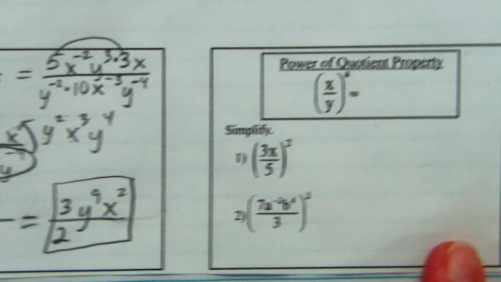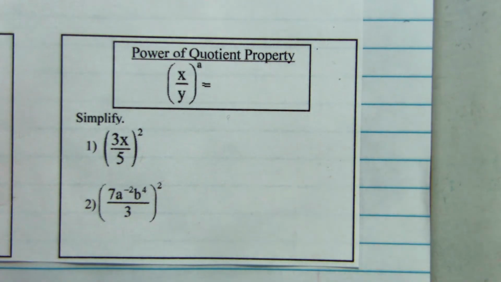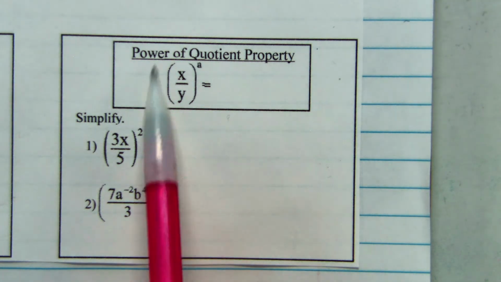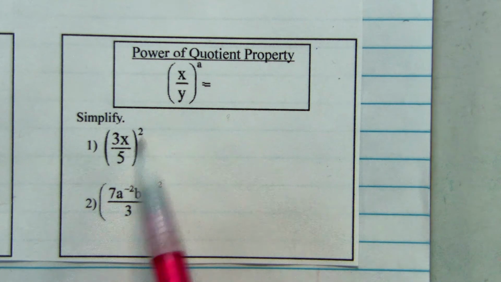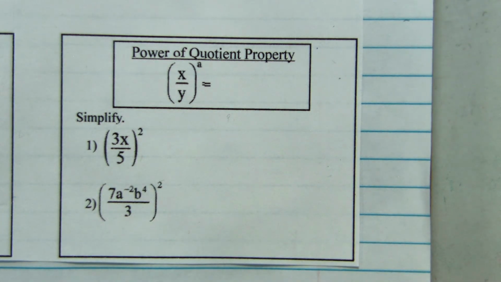They could also have things where you have powers on the outside. We looked at this with multiplying before. We hadn't looked at the power of a quotient property before, so we'll just look at it. Basically, it works the same way as we'd had it before.